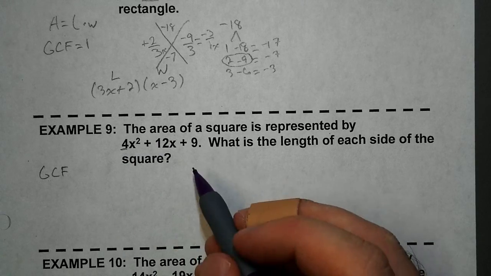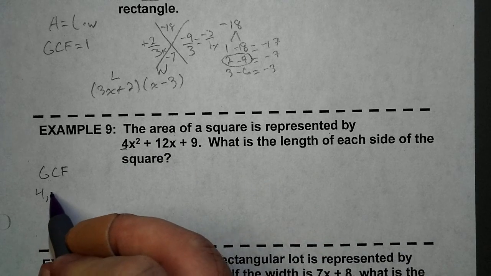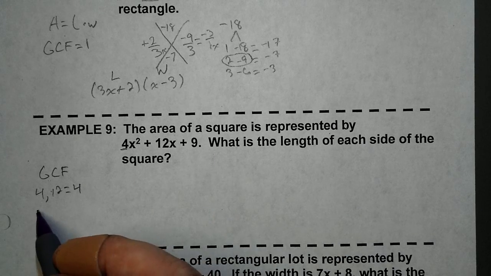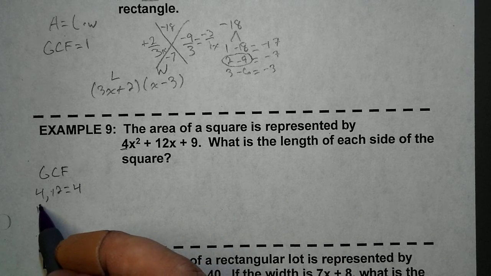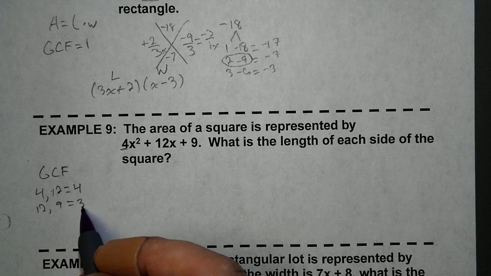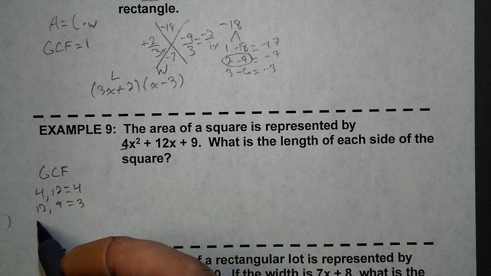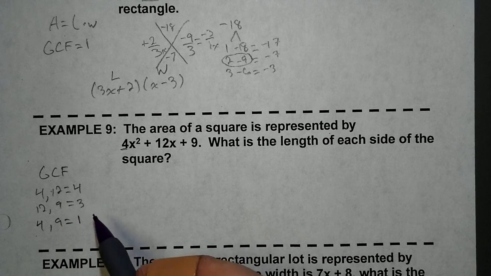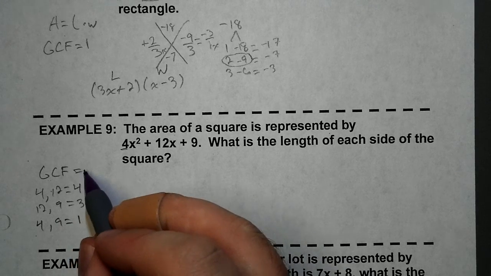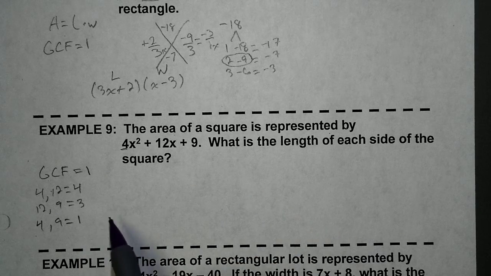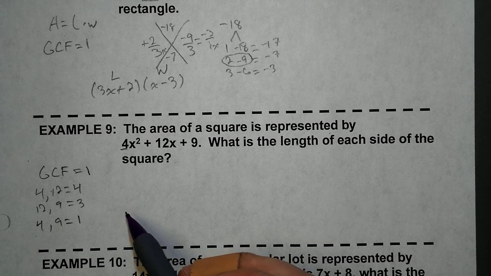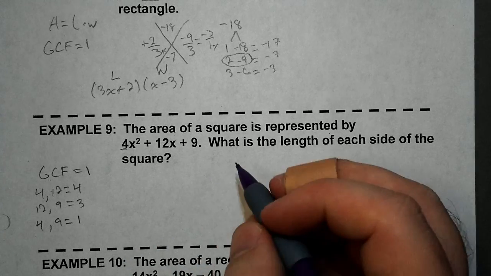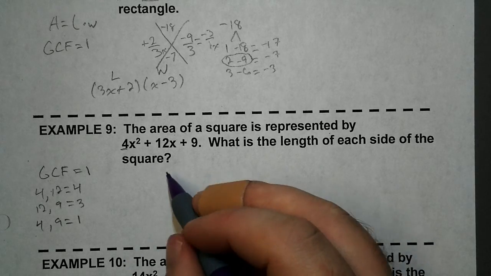4 and 12, the GCF is going to be 4, okay, 12 and 9. Our GCF there is 3, and 4 and 9, our GCF comes out to 1. So our GCF can only be 1. Anytime you get a 1 as a GCF, that is it. It's got to be in all 3 values. Now let's do the X method.